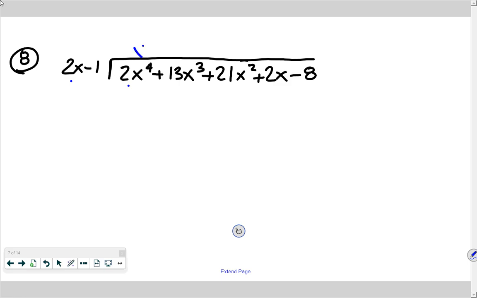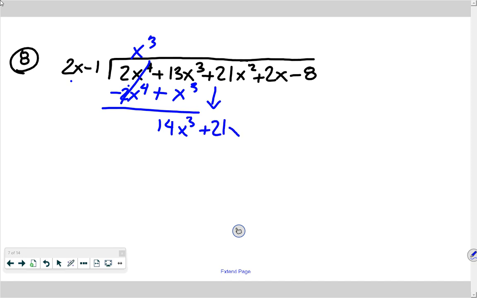Okay, so it's going to be x to the third. When I distribute this back out to the side, I get 2x to the fourth, and then I get a negative x to the third. But remember, we switch it, it was positive. We switch it and then switch it. So these guys go away. That gives me 14x to the third, and then I bring down the next guy.